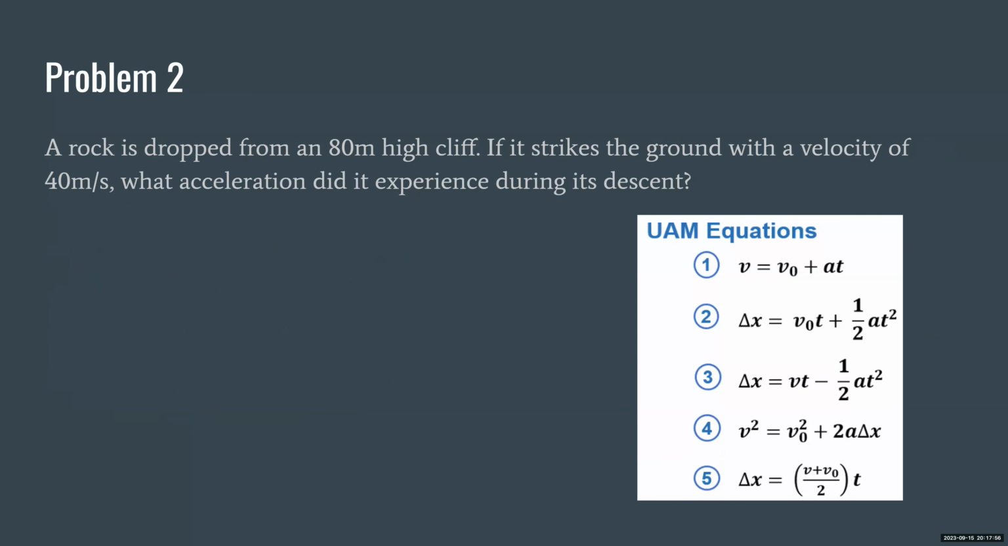cliff. If it strikes the ground with a velocity of 40 meters per second, what acceleration did it experience during its descent? So this question uses one of the 5 equations that you see on the right, and you want to be able to know which one to use given the variables. So try to use the information from the problem, and I'll give you guys some time to do it, and then put your answers in the chat.